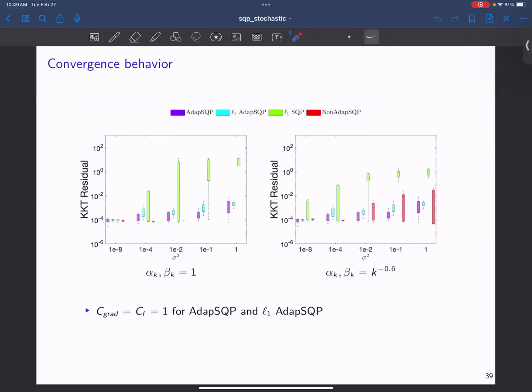Now, when the noise increases, what one might observe is that these alternative approaches do not work as well. In particular, our non-adaptive SQP does not converge. One needs to carefully choose the step size sequence so that one ensures convergence. Here, I also want to emphasize that beta K is the procedure that our procedure uses to adapt the step size. We have a similar observation when the step size sequence decreases. It seems that our method is more robust to the noise level in the problem.